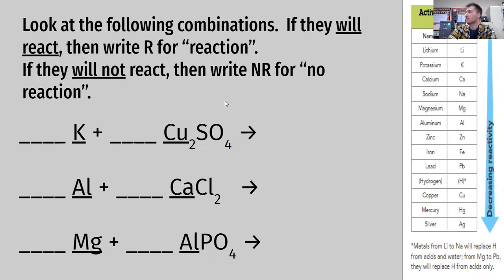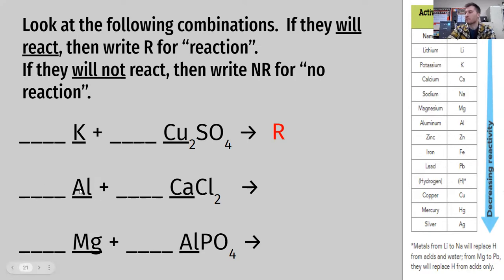Because potassium is currently by itself, and because it wants to be in a compound, what we would see is that the result of this reaction would be R, or reaction. This reaction would occur because potassium is more reactive and it wants to be a part of this compound. So we would see a reaction.